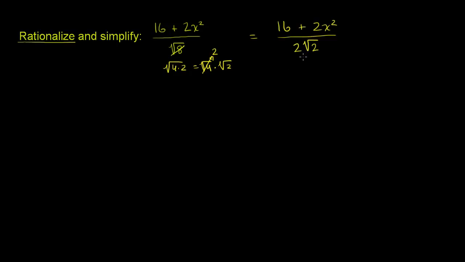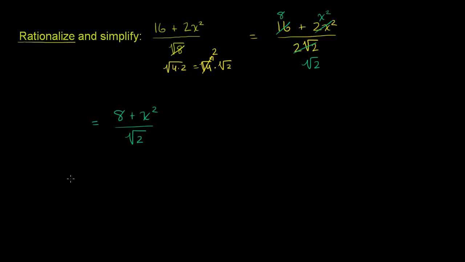It looks like there's a little bit more simplification I can do first, because everything in the numerator and everything in the denominator is divisible by 2. So let's divide the numerator by 2. Or you could view it as we're multiplying the numerator and the denominator by 1/2. So 16 times 1/2 is 8. 2x squared times 1/2 is just x squared. And then 2 times the principal square root of 2 times 1/2 is just the square root of 2. So this whole thing has simplified to 8 plus x squared, all of that over the square root of 2.